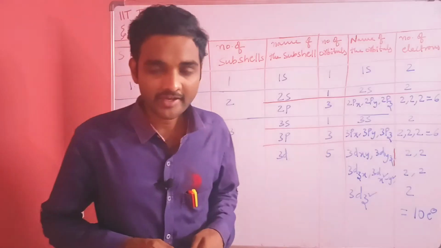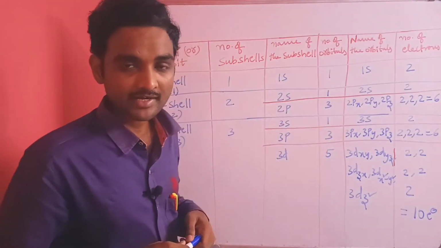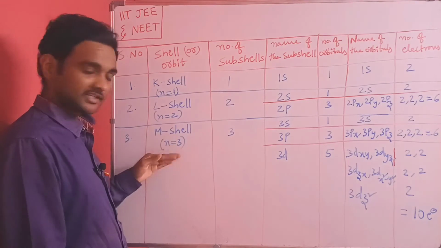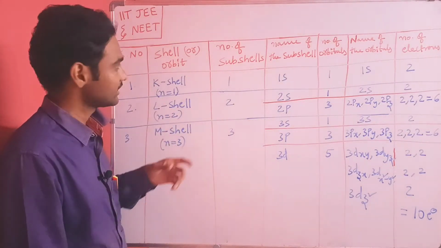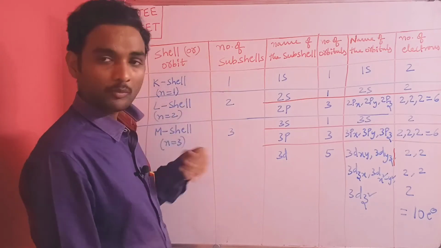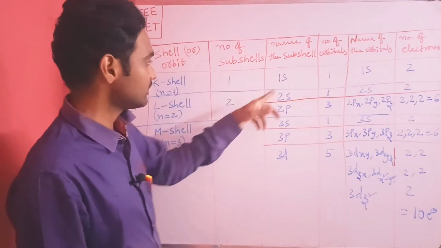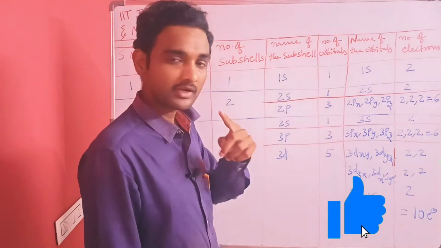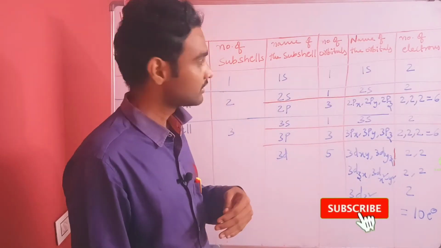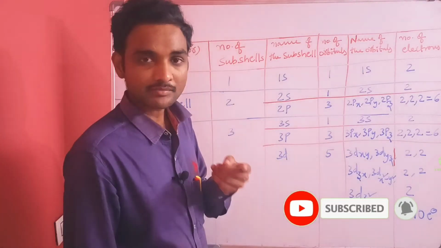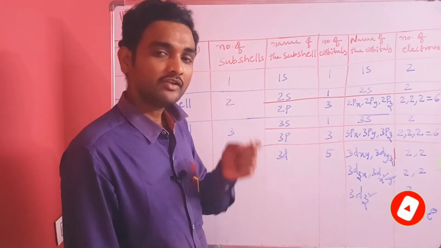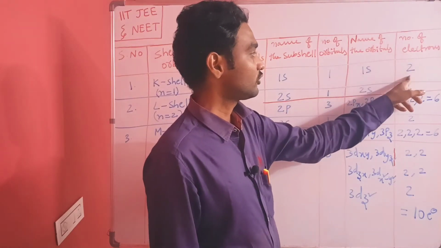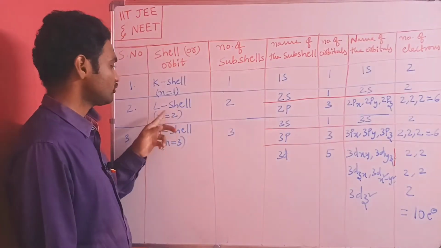Have you understood? Now let me discuss this table, then you will understand clearly. See, here shell or orbit: K shell, L shell, M shell, still more, but I considered 3. In K shell, how many subshells are there? 1 subshell. What is that subshell? 1s subshell. Now in this 1s subshell how many orbitals are there? 1 orbital. What is the name of that orbital? 1s orbital. Remember one point: in case of s subshell there is only one s orbital. Next, in this 1s orbital how many electrons will fill? 2 electrons can fill.